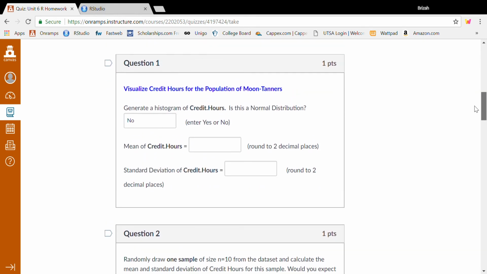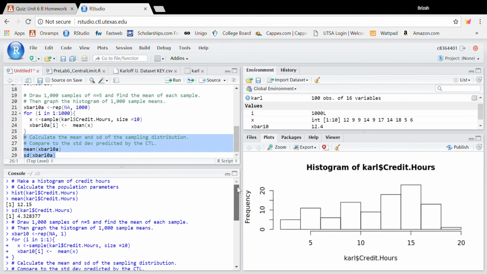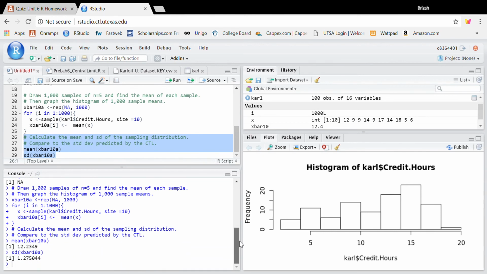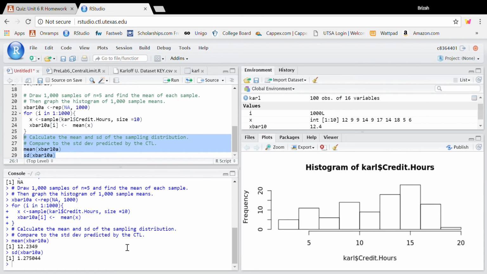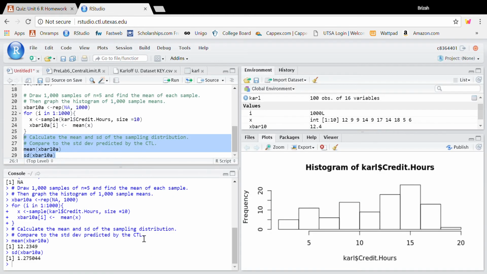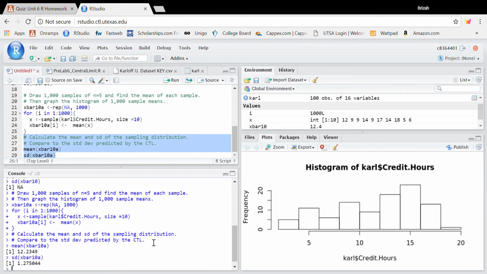Now, like we said earlier, question 1 is 12.15, I do believe. And then the one for sample 1 is 12.4. That's sample 1, one sample. And the one for 1,000 samples is 12.23. Now, of course, it's going to be the mean of the 1,000 sample means. This is because the 1,000 sample means is 12.23, which is fairly closer than 12.4, because the first one's 12.15. 12.23 isn't that far away.